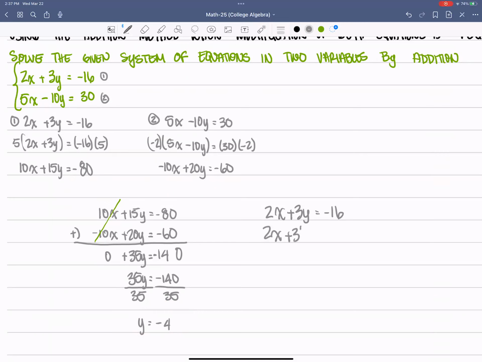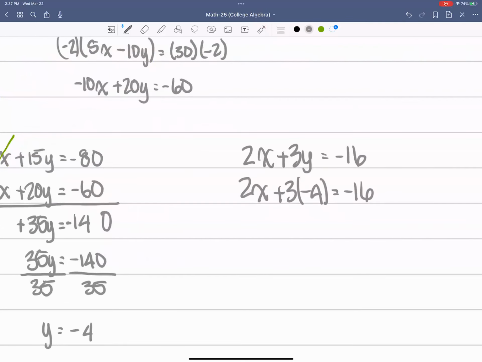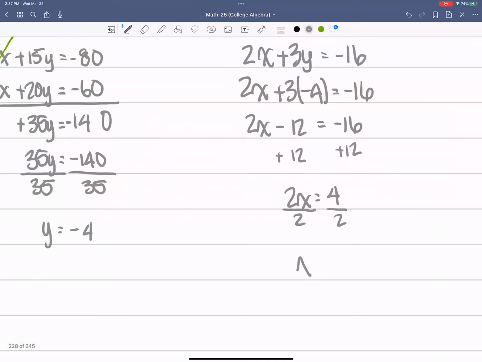2x plus 3 times y, which is negative 4, is equal to negative 16. 2x minus 12 is equal to negative 16. To get x by itself, let's add 12 to both sides. We have 2x is equal to 4. Divide both sides by 2. x is equal to 2.